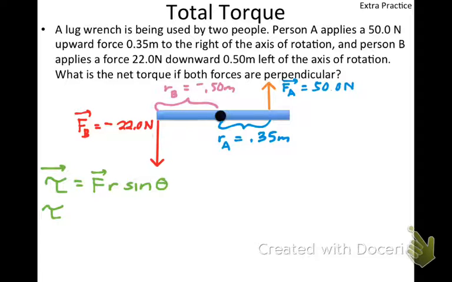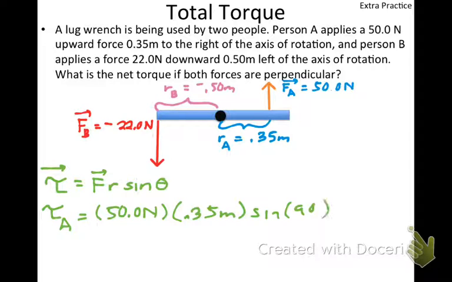Basically we just have to do this twice. So we have the torque of person A. Let's start there. Torque of person A is going to be 50.0 newtons times the distance, or the radius from the axis of rotation, 0.35 meters, and just for this first time at least, sine of 90. Torque A is just going to be 18 newton meters. That's the torque exerted by person A.